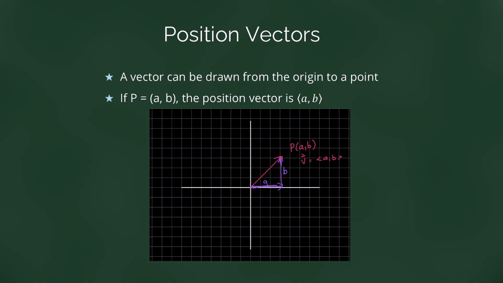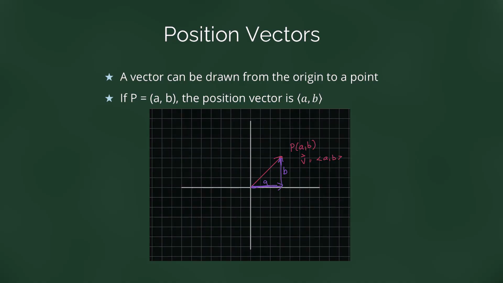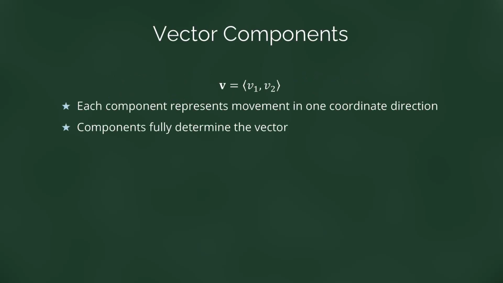We'll see that this is true for any vector, whether it is a position vector starting at the origin or it starts at some arbitrary point. We can write any vector we want in component form, regardless of whether or not it's a position vector. When we do this, each component represents movement in one coordinate direction. The first component is the horizontal movement. The second component is the vertical movement. These components fully determine the vector regardless of its starting point.